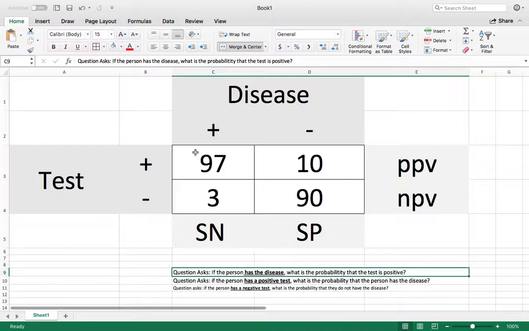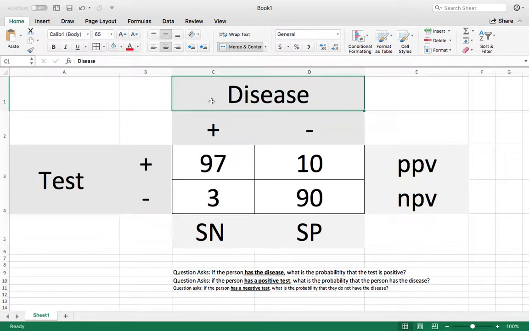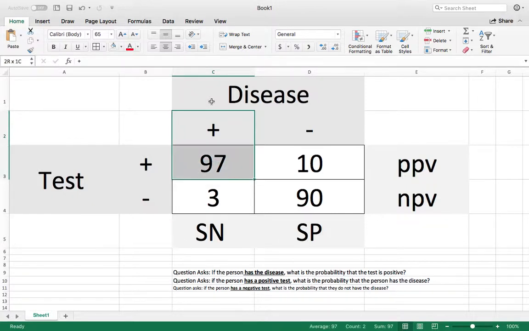So we're going to start with this first word problem, which says, if the person has the disease, what's the probability that the test is positive? Now, it doesn't really matter what disease this person has, so we start with has the disease. The question stem has told us this person has the disease, so we're going to go up to our disease column, and we're going to go to positive because we know the person has the disease. And then the rule of thumb is we start at the top, we go down.